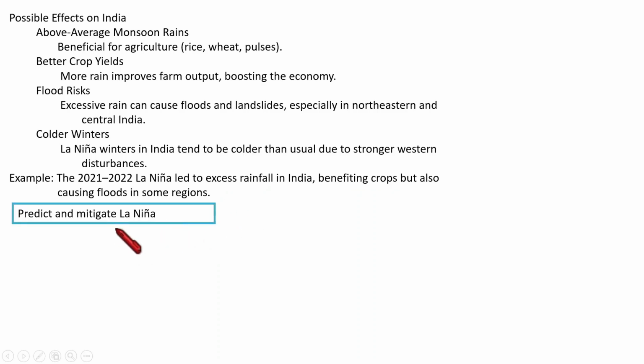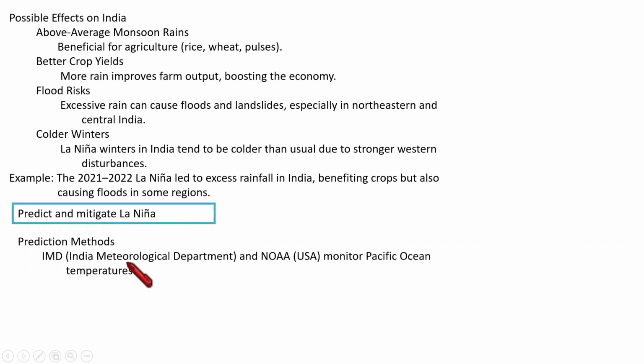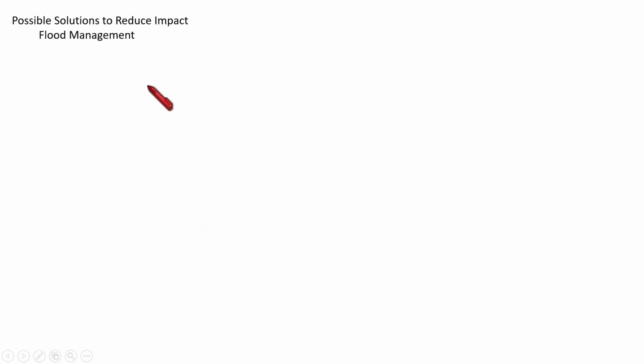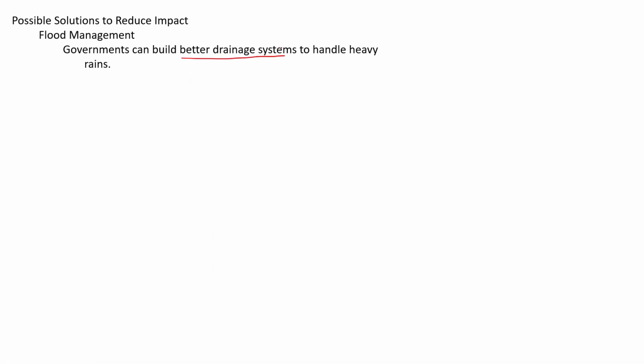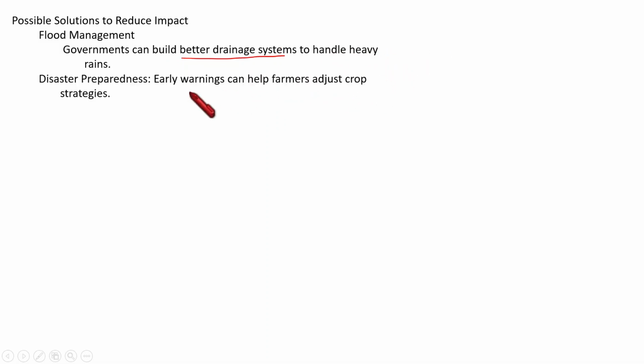Then how can we mitigate La Nina? Prediction methods, as in the case of El Nino. Here also the India Meteorological Department and NOAA USA can help us monitor the Pacific Ocean temperature and warn about the occurrence of La Nina. Using satellite data also, we can be informed about the occurrence of La Nina in advance. Solutions: flood management. Government needs to clear and properly maintain the drainage system to prevent urban flooding. So that's one thing to handle heavy rains.